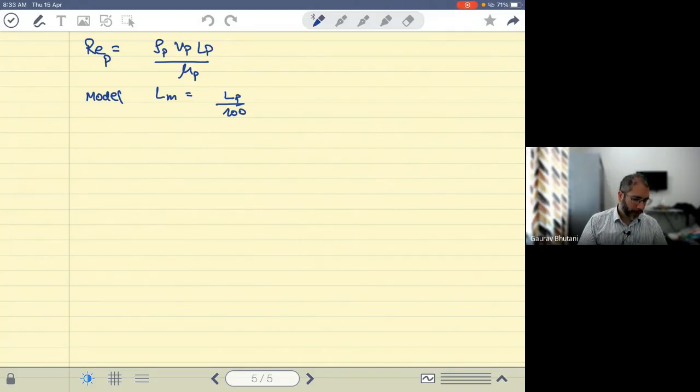So if we do that, then remember that to be able to have similar conditions, you need the same Reynolds number, because the lift coefficient is a function of Reynolds number. So if I want similar working conditions for the scaled down model, then this Reynolds number has to be the same for both cases. Reynolds number for the model.